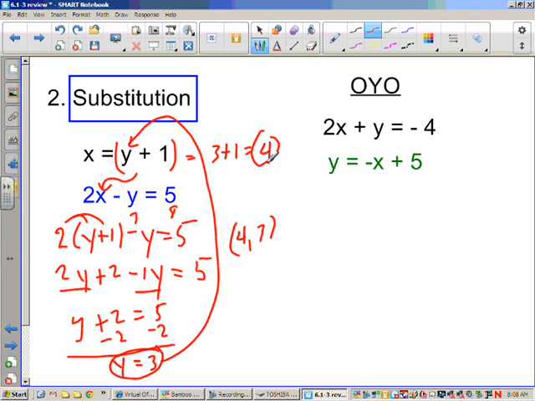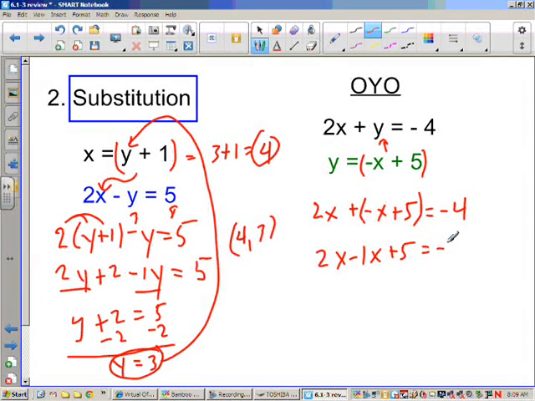Hit pause. All right, you should have noticed that the y was already solved. We can substitute that in. We get 2x plus negative x plus 5 equals negative 4. We don't have to distribute anything here. It's just a plus 1 there. So we get 2x minus x, or 1x, plus 5 equals negative 4. Combining, we get x plus 5 equals negative 4. And x equals negative 9 when you subtract the 5 from the negative 4.